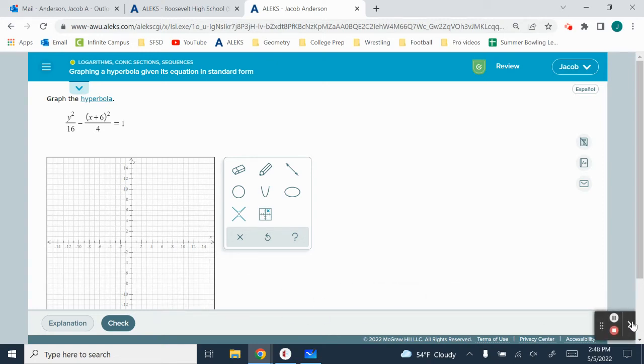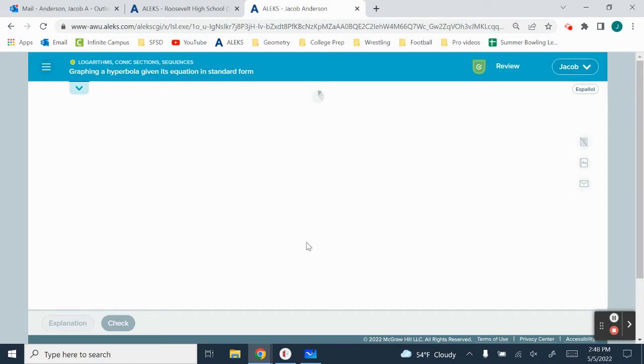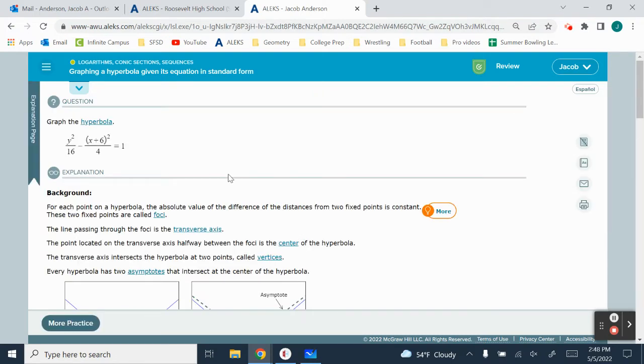Okay, so we are working on the last four topics of the year here. We're going to work on hyperbolas now and graphing them. But before we get into that, we should talk about what a hyperbola is a little bit, what the formula looks like. So I'm actually going to do these on Alex for the most part.